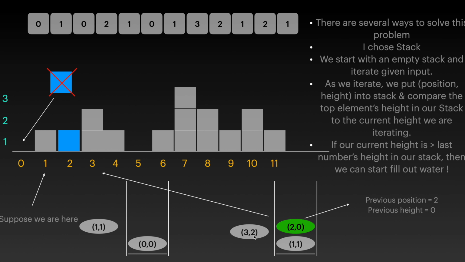So say 3, 2. The first coordinate represents the position here. So 3, 2 represents this guy. And notice that the second coordinate represents the height. Here we have a height of 2 at position 3. So that's what this means. And we will be putting 0, 0 onto our stack. And then we will keep building our stack.